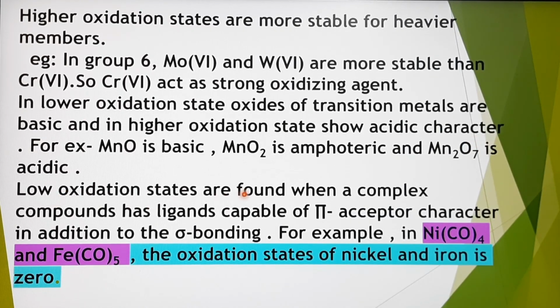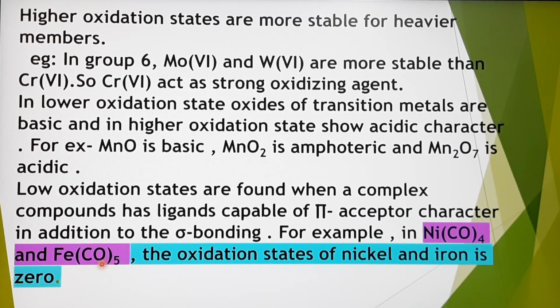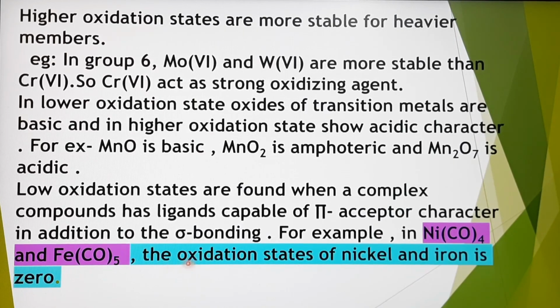Now, low oxidation states are also found when a complex compound has a ligand capable of pi acceptor character in addition to sigma bonding. In metal carbonyls, such as nickel tetracarbonyl and iron pentacarbonyl, they show the lowest oxidation number. So, in these metal carbonyls, transition metals show oxidation number 0. Not only in these two, in all the metal carbonyls the oxidation state will be 0.